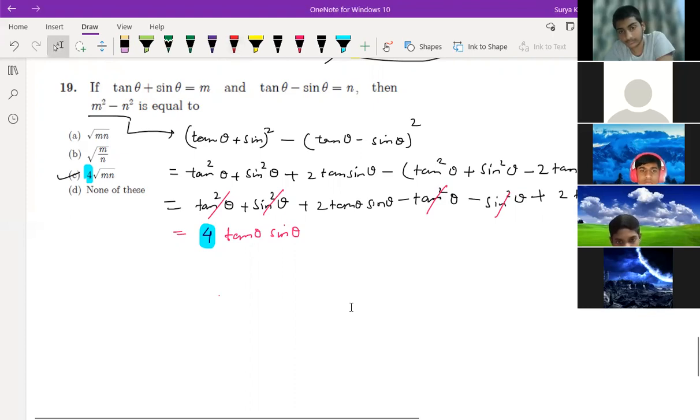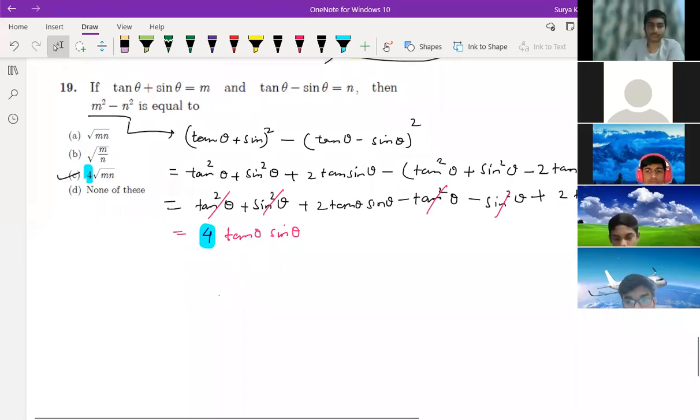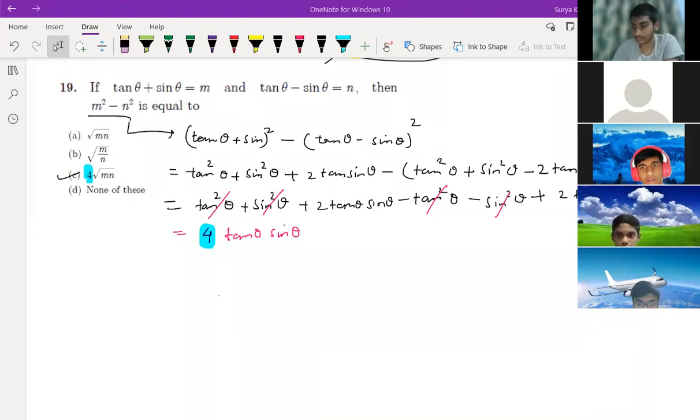Then what to do? M square minus n square, right? Sir, which page is it in? Let me check. I must have done the process right. Okay, which page number do you want of this worksheet? Chapter 6, page number 121. All right.